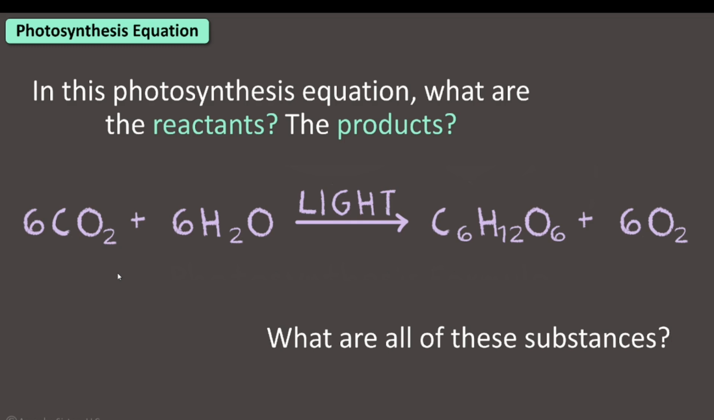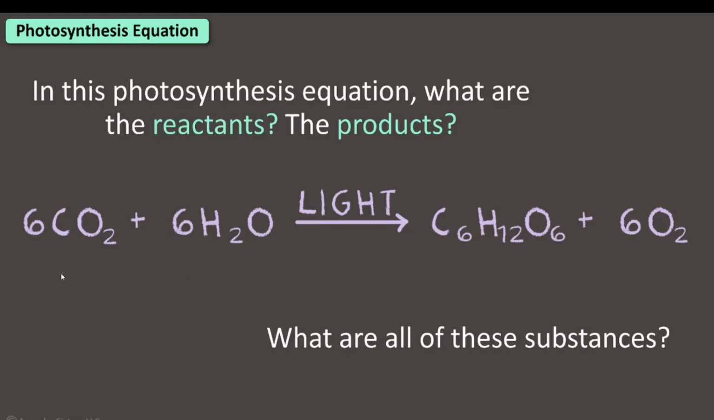In this equation that we see here, we're just going to do a quick review. What are the reactants? What are the products? The reactants are basically everything on the left of an arrow in a reaction written like this. So we have this arrow indicating the reaction happening. Anything to the left of it, those are going to be the reactants. Everything to the right, those are going to be the products. So this is the input, the reactants, and here are the products, the output.